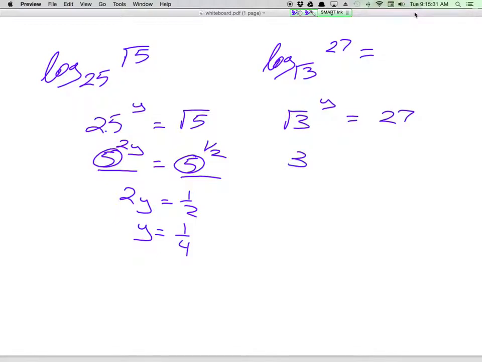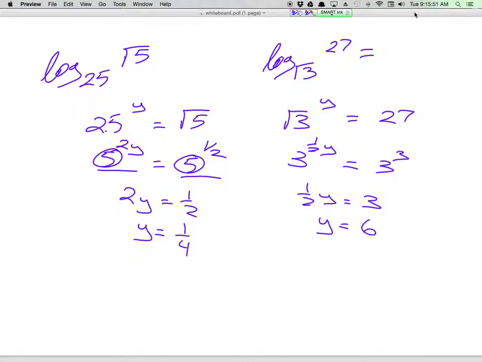So over here on the left, it turns into 3 to the 1/2 y. And on the right, it turns into 3 to the 3rd. So once I get the same base, then what? 1/2 y equals 3, so that means y equals 6.